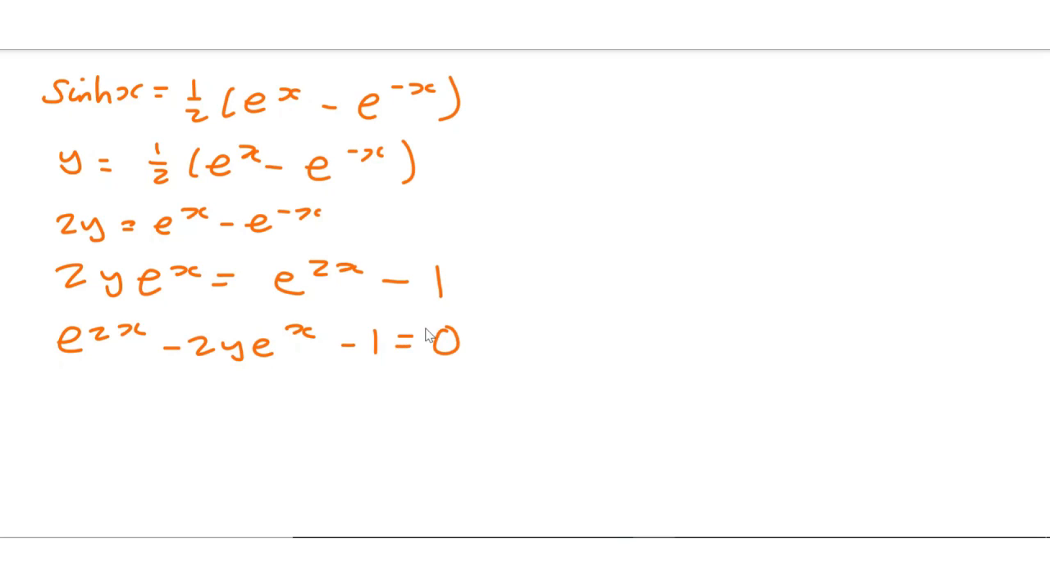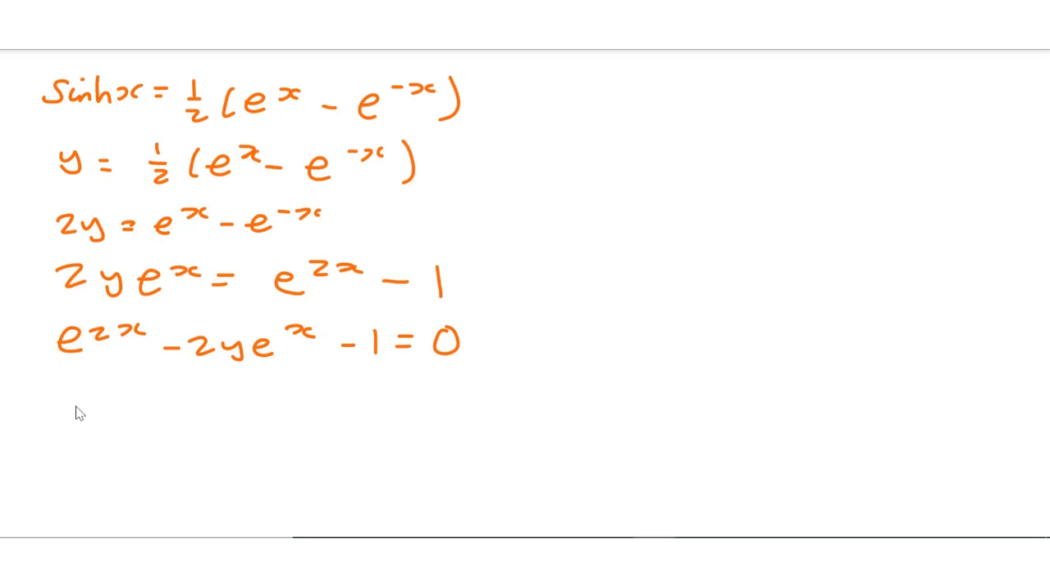That's a quadratic in e to the x, because you can see e to the 2x is e to the x squared, and we have e to the x, and we have a constant term. So we can actually use the quadratic formula to find e to the x here, and hopefully you can see where this is going, because that's the way we can find x.